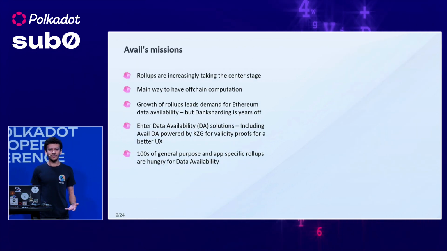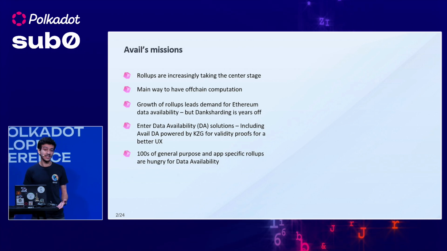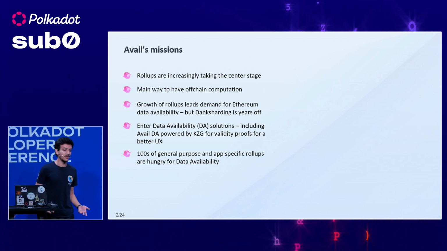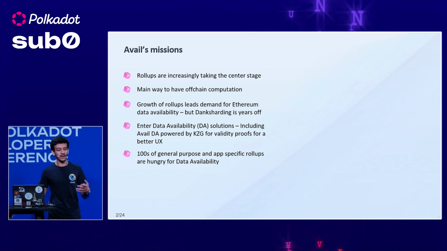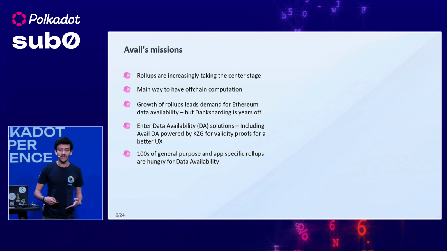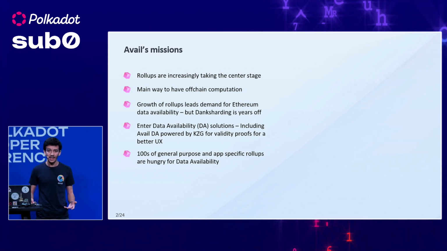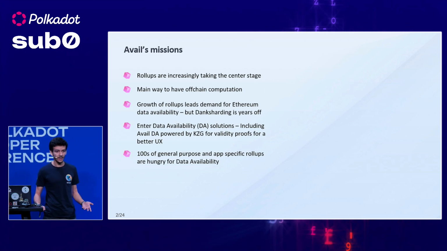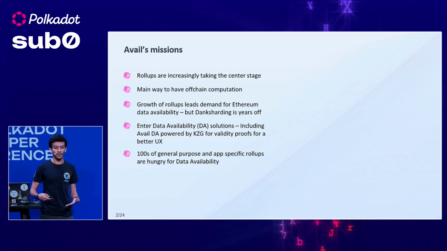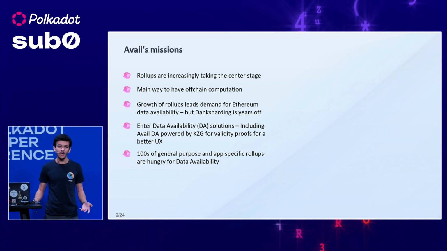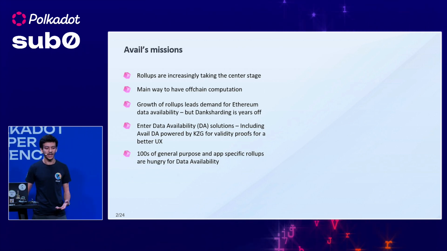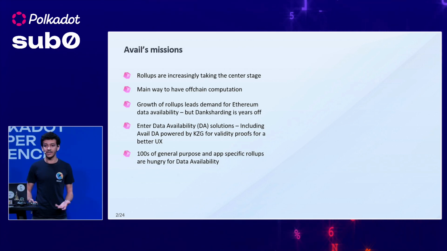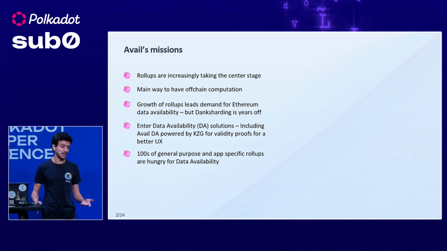Avail is primarily known as a data availability layer using Substrate. We are building Avail DA because, at least in the Ethereum ecosystem too, rollups are increasingly taking center stage. They are recognized as one of the main ways to have off-chain computation, and the growth of rollups leads to more demand for data availability. Of course, we have danksharding, proto-danksharding, but it's years away from being fully ready. That's where DA solutions come in, including Avail DA.